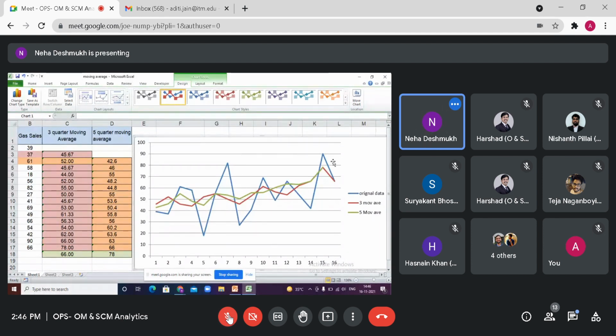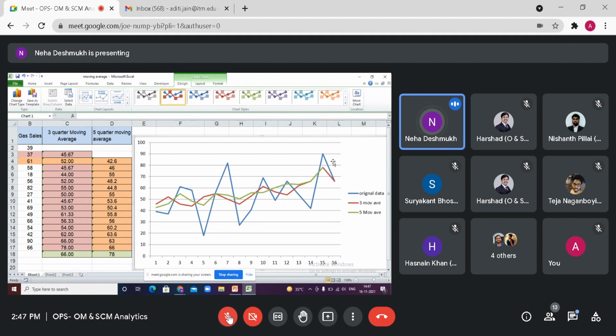See, the first is the original data, which is in the blue line. The three moving average is smoother compared to the original data, right? The five moving average is even smoother compared to the three moving average. So in this way, moving average is a technique with the help of which we can smooth the data, smooth the fluctuation, and predict the next movement.